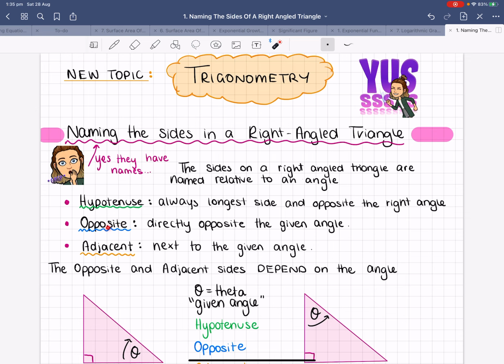Now, these 2 names come from a specific angle in the triangle. So the opposite side is the one that's directly opposite the given angle that you're talking about. And the adjacent side is the one that is next to the given angle. Now, something to note is that these given angles are not the right angle. Okay, we're not talking about the right angle in the triangle. It's either one of the other 2.